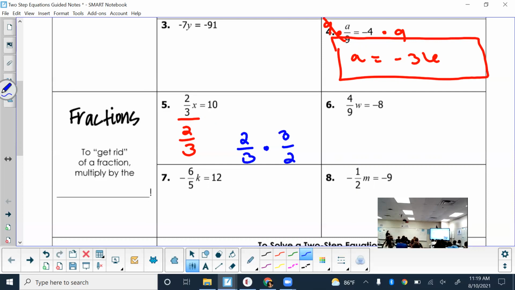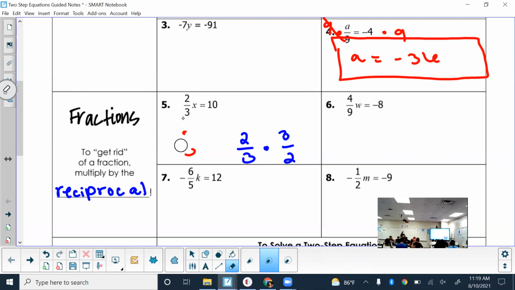That's that word. So fill that in right here. To get rid of a fraction, multiply by the reciprocal. All right, because that's what we're doing here. I'm going to erase what I wrote in red, and instead of writing what I had originally, I'm going to multiply by the reciprocal, which is the same thing. Does that make sense?